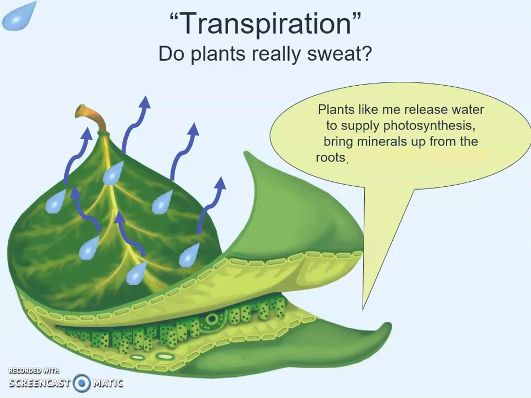Transpiration also cools plants and enables the flow of mineral nutrients from the roots. The amount of water lost by a plant depends on its size, along with the surrounding light intensity, temperature, humidity, wind speed, and soil and water supply. So do they really sweat? Well, they're releasing water to supply photosynthesis and bring minerals up from the roots. So it's part of the way that they continue to give life and continue their own life cycle.